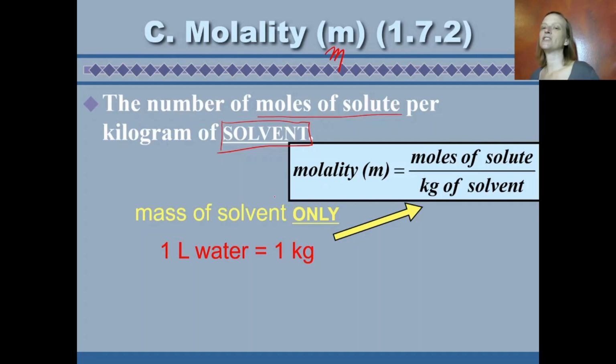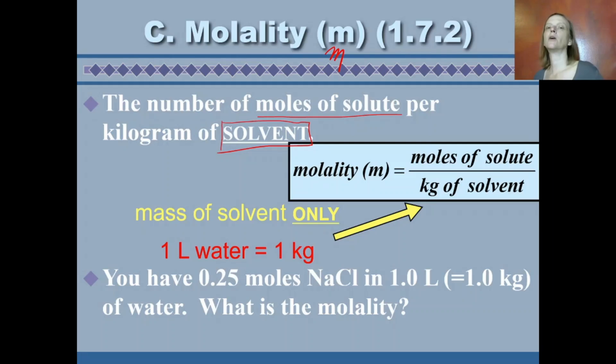Notice that this is the solvent only, not the whole solution. It's important for you to know that 1 liter of water weighs or has a mass of 1 kilogram. That's an important conversion. Sometimes a problem will say dissolved in 1 liter of water. You should know that 1 liter weighs 1 kilogram. So, if you have 0.25 moles of sodium chloride in 1 liter, which is the same as 1 kilogram, of water, what is the molality?